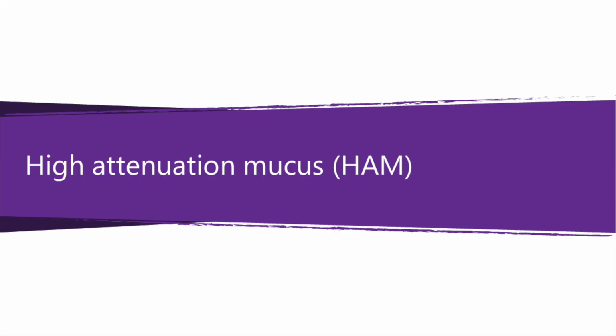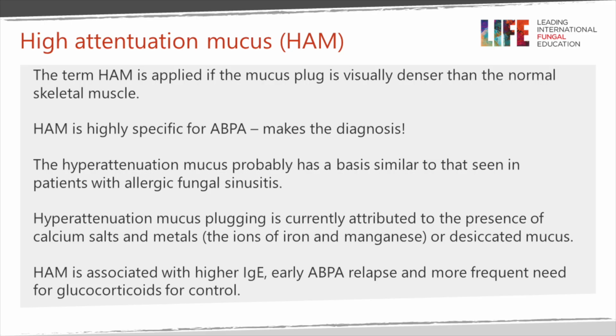High attenuation mucus, then, I said I would show. On a CT scan, this is recognised when the mucus plug, the material of that, is actually denser than that of normal skeletal muscle. And this means that you must look at the images on a mediastinal setting. Essentially, for all intents and purposes, if you see high attenuation mucus, you've got ABPA.